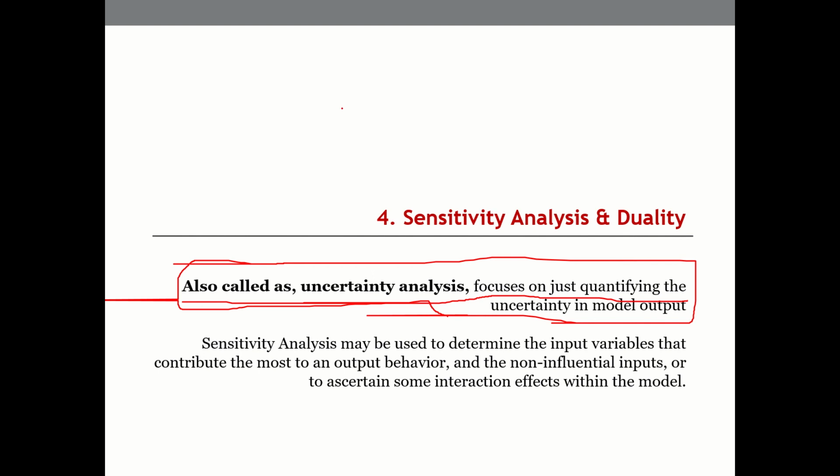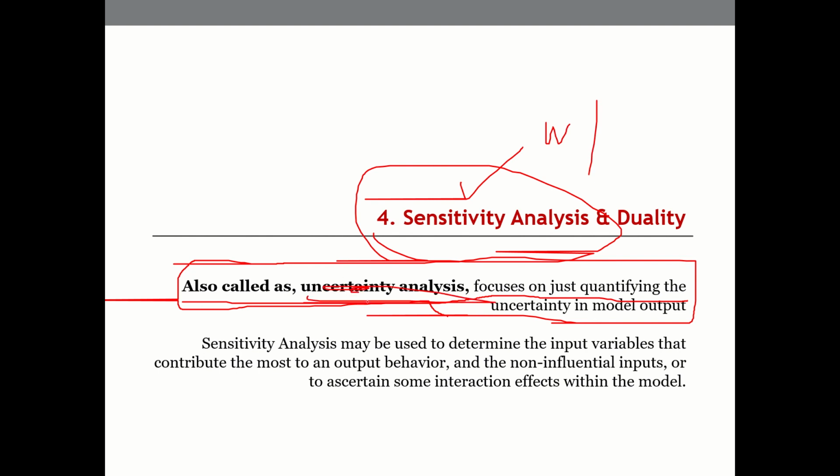So there are keywords that they use in sensitivity analysis: what if analysis and uncertainty analysis also. Sensitivity analysis may be used to determine the input variables that contribute the most to an output behavior, and non-influential inputs, or to ascertain some interaction effects within the model.